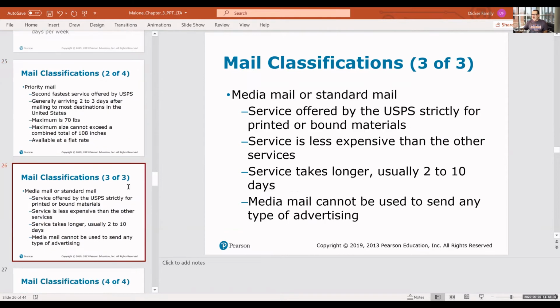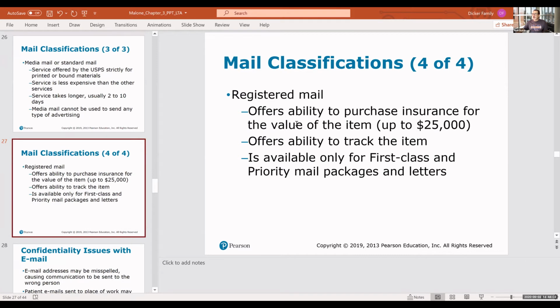We have other different mail services like media mail or standard mail. Media mail cannot be used to send any type of advertising, which is important. Sometimes these services are a little bit less expensive than other services. But usually this type of mail takes anywhere from 10 to 14 days, possibly a week to 2 weeks, to get to the receiver. Registered mail offers trackability. You typically get a tracking number with registered mail.